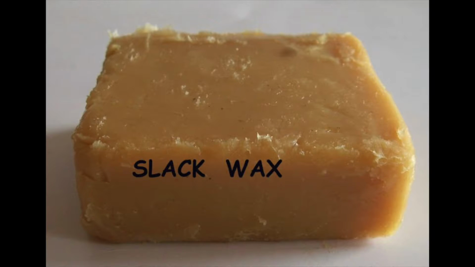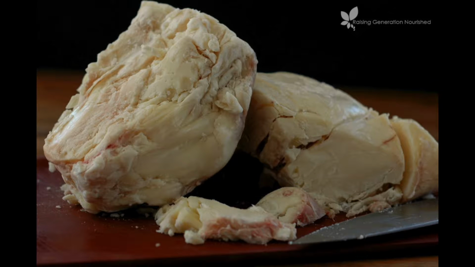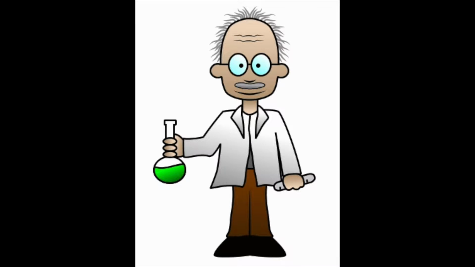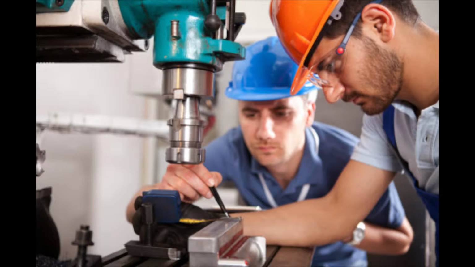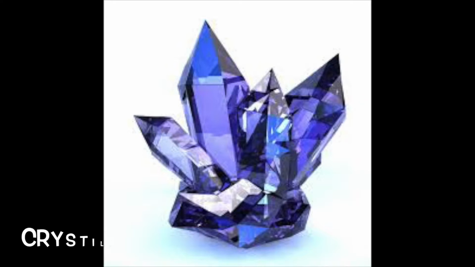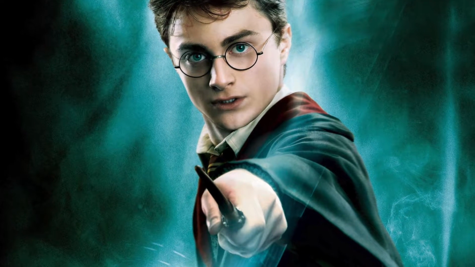Slack wax looks a bit like animal fat or tallow, but it is not yet the paraffin wax that we are looking for. Now, the process of extracting the paraffin wax from the slack wax is quite interesting and actually beautiful in its own unique way. To extract the paraffin wax, the manufacturers have to use the process of crystallization. Sounds pretty wizardy if you ask me.